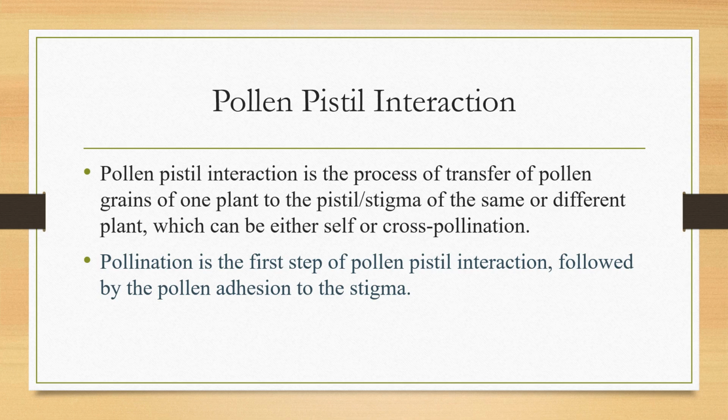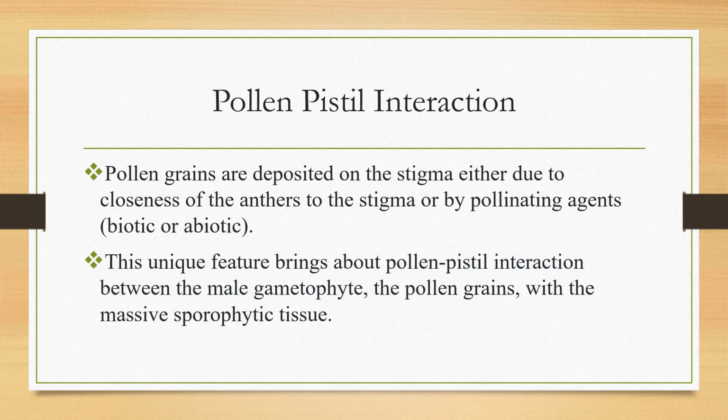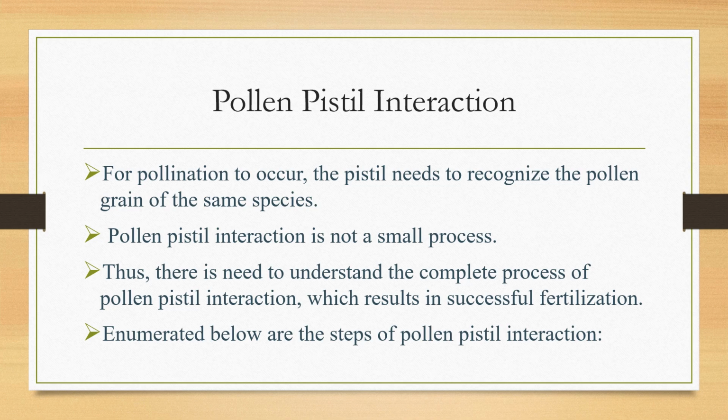Pollination is the first step of pollen-pistil interaction, followed by the pollen addition to the stigma. Pollen grains are deposited on the stigma either by self-pollination or by pollinating agents, biotic or abiotic. This unique feature brings about pollen-pistil interaction between the male gametophyte and the pollen grains with the massive sporophytic tissue. For pollination to occur, the pistil needs to recognize the pollen grain of the same species.